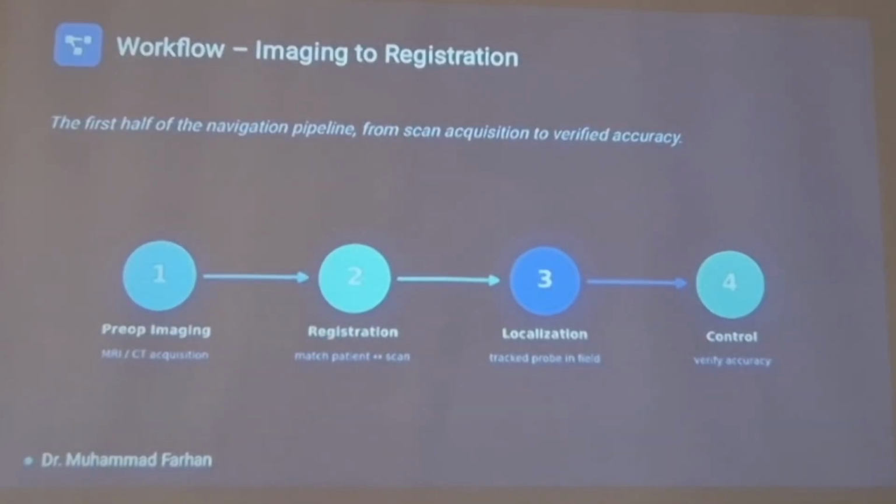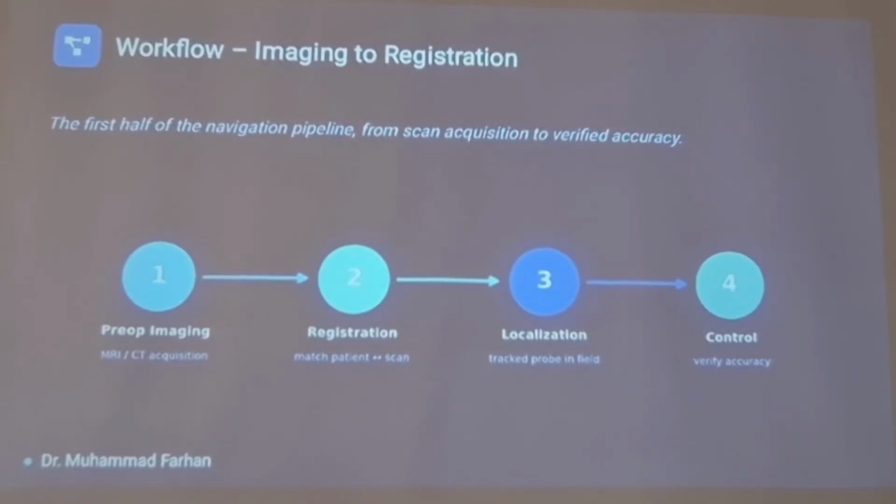So the workflow, or the step-by-step guidance to neuronavigation, can be divided into different steps, such as pre-op imaging, where we obtain the pre-op MRI or CT of the patient that is fed into the neuronavigation system. Then there is the registration of the patient, which is the key step in neuronavigation. If we make any mistake during the registration of the patient, then it can lead to inaccuracy. The registration basically matches the patient anatomy on the operating table with the preoperative images. That is called the registration.